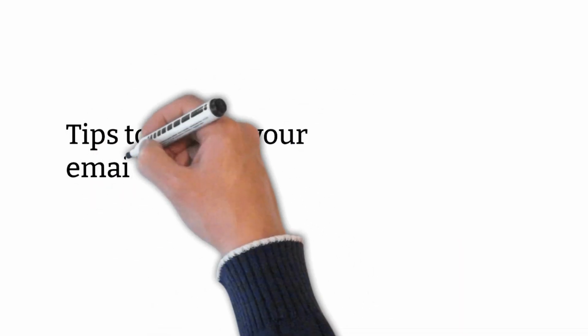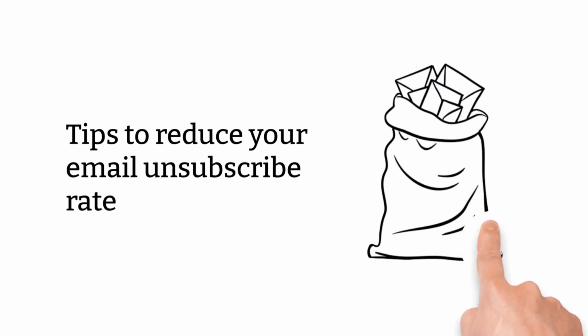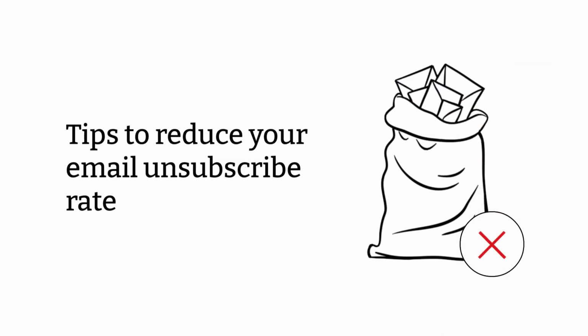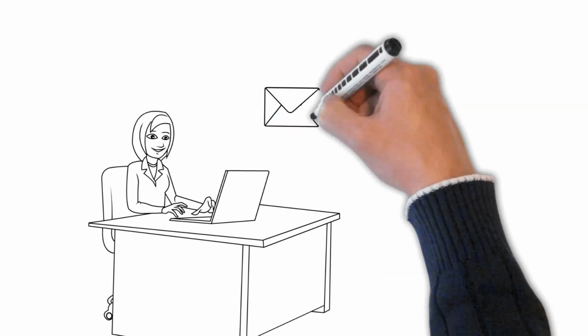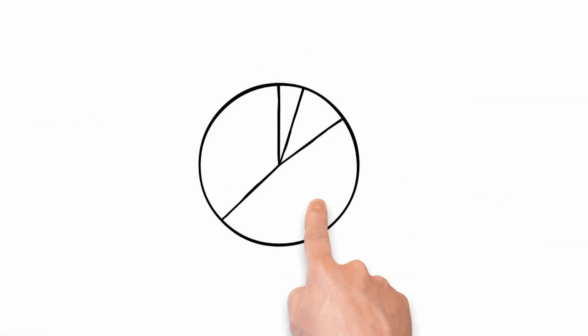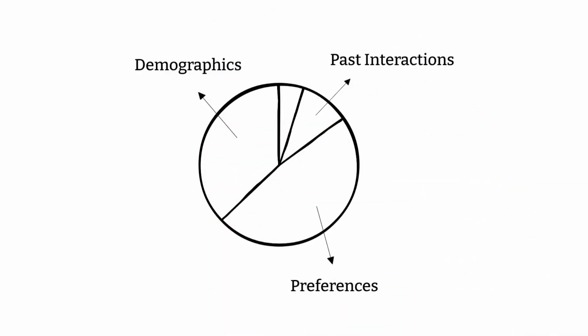Reducing your email unsubscribe rate is crucial for maintaining an engaged and interested subscriber base. Here are some tips to help you reduce your email unsubscribe rate. 1. Segment your email list. Email segmentation allows you to send more personalized and targeted emails to your subscribers. You can segment your subscribers based on their preferences, demographics, or past interactions.